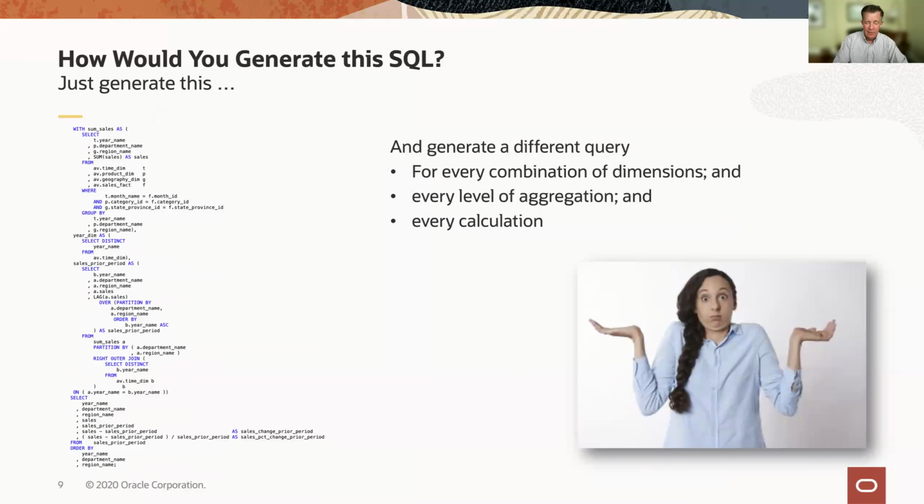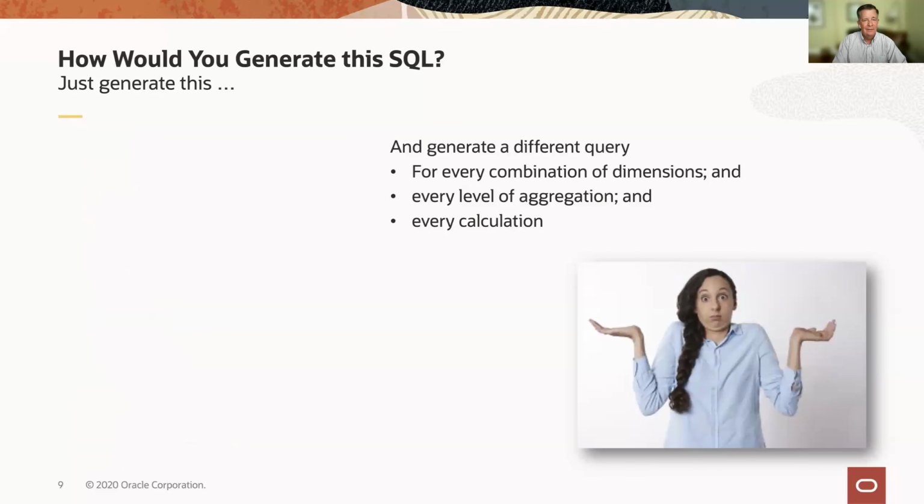And the challenge, if you're an Apex developer, is this is your problem, right? You have to do it. Apex isn't doing it for you. So you've got to generate SQL like this if you're querying tables, right? And it's just really hard, right?